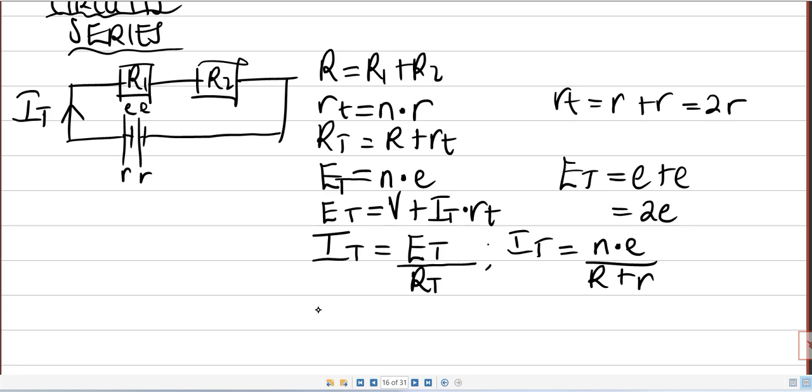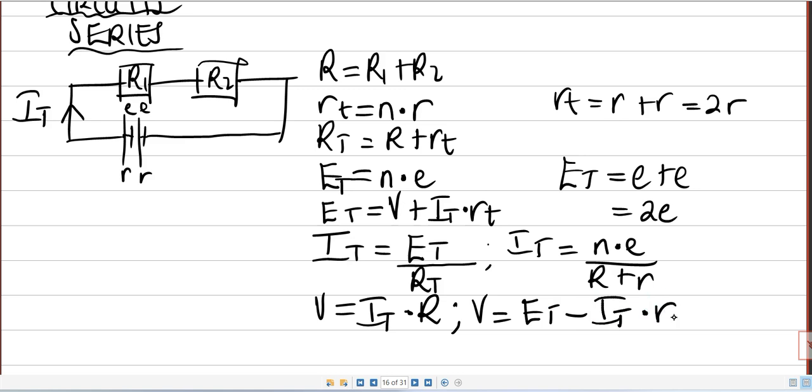typically the simplest way of finding your terminal voltage is to just say your total current times the external resistance. Alternatively, you do have the option of making it the subject from this formula here. So if that's the case, then you would say V equals E total, you take this part to the other side, minus I total times r, the internal resistance. So these are the formulas which you need to know. We'll write the symbols at the far end because they're similar to the ones for parallel.